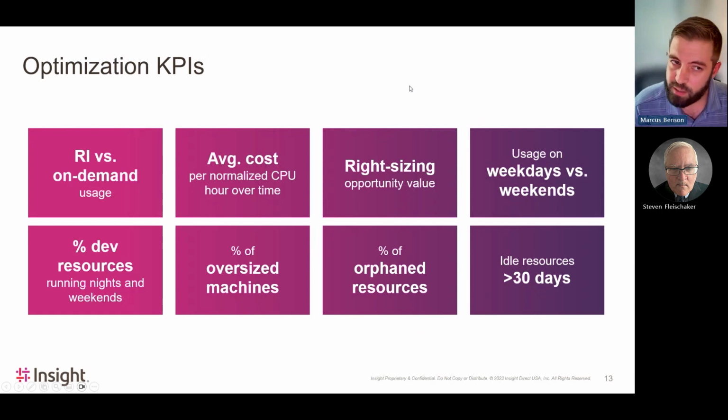And from a KPI perspective, again, there are optimization specific KPIs that can help drive those good behaviors across your environment. So again, looking for RI versus on-demand usage, average cost per normalized compute hour over time is a really great way to measure your ongoing optimization efforts for EC2. If you're seeing your cost per normalized compute hour over time increasing, there's a pretty good chance that you have an opportunity to right-size some resources or potentially buy RIs and savings plans to drive that cost per normalized compute hour down again over time.